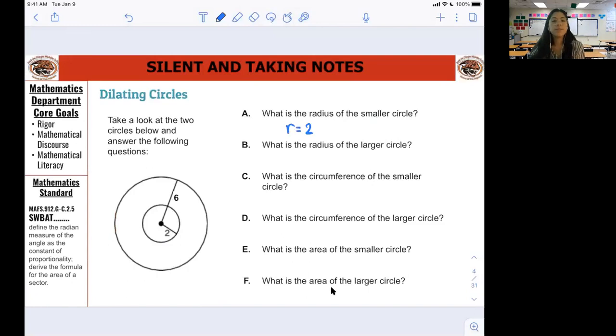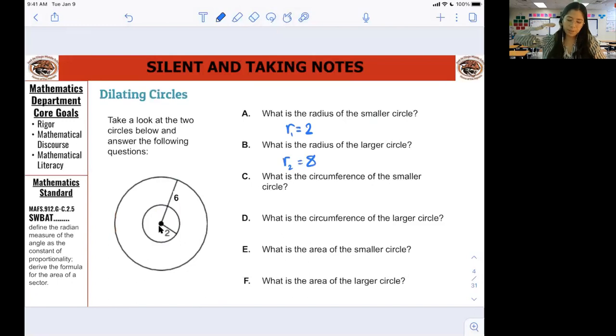The radius of the larger circle is 6? Careful. Pause. 6 is just this part. Just that part. So the whole radius would be 8. Okay, because we know that the other part of it is also 2. So the whole thing has to be 8. Now, let's go ahead and do the circumferences.